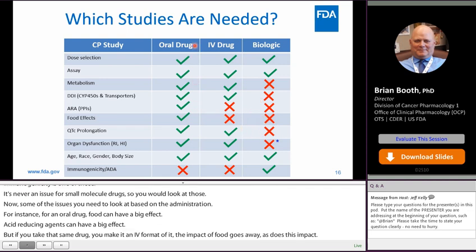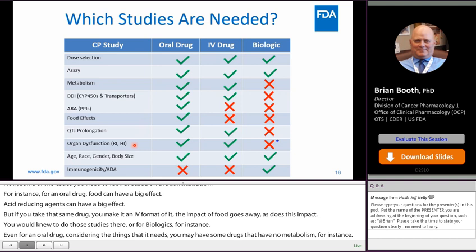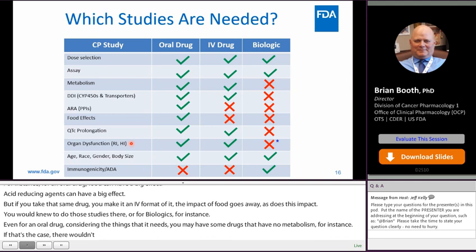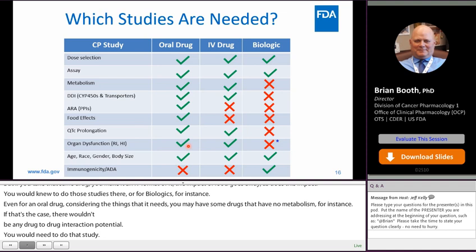Now, even for an oral drug, you may have some drugs that have no metabolism, for instance, right? And if that's the case, then there wouldn't be any drug-drug interaction potential. You wouldn't need to do that study. And since there's no liver involvement in the metabolism, then there's probably not going to be any hepatic impairment issue either. So you wouldn't need to do those kinds of studies. So you really have to understand the basic characterization of your drug.